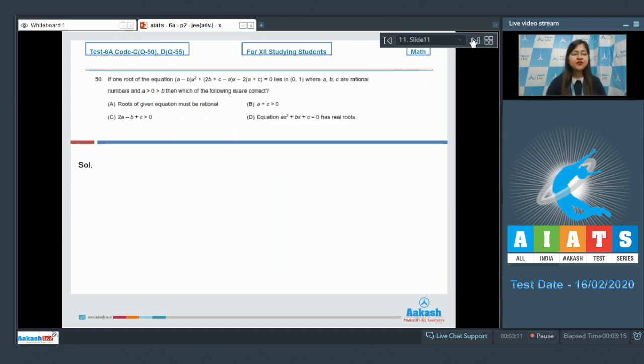Next is question number 50, which says: if one root of the equation (a minus b)x square plus (2b plus c minus a)x minus 2(a plus c) is equal to 0 lies in 0 to 1, where a, b, c are rational numbers and a is greater than 0 is greater than b, then which of the following are correct?